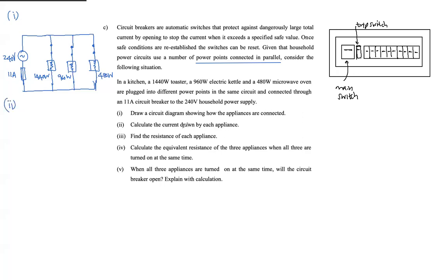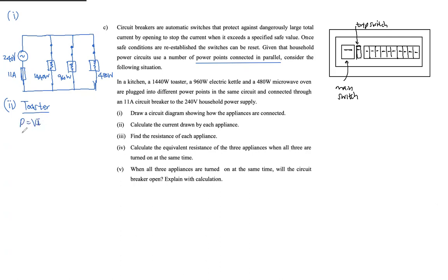Roman 2. Calculate the current drawn by each appliance. First of all, let's consider the toaster. What is the equation I should be using, people, to find the current? Send me the answers. Anyone? Good. P equals VI. That's all. P equals VI for the toaster.